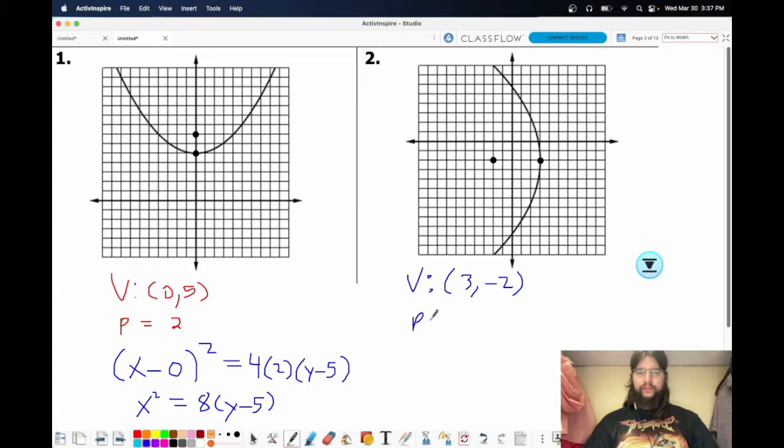P. That's 1, 2, 3, 4, 5 units away. The parabola is opening left, so that's horizontal, and P is negative. So for horizontal, we're going to use the y squared part, so that's going to be y plus 2 squared equals, and then negative 5 times the 4, that's negative 20, and that's going to be x minus 3. Alright, so that's our equation. Done. Easy as that.